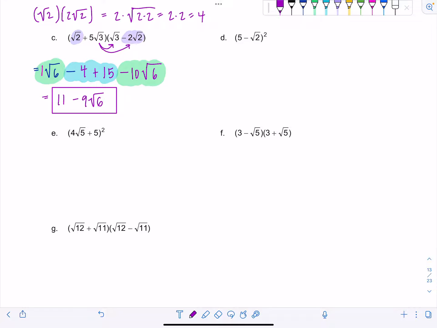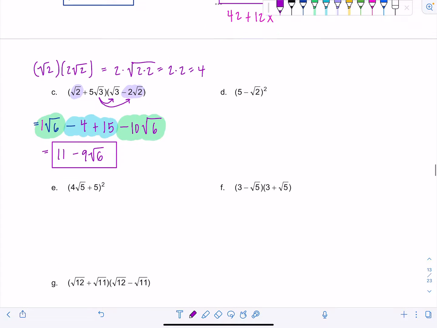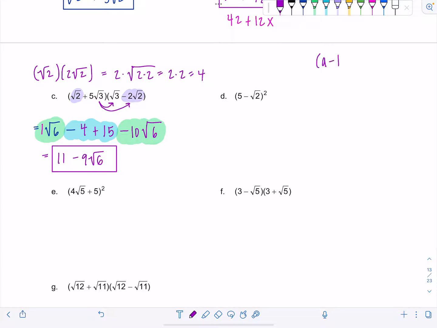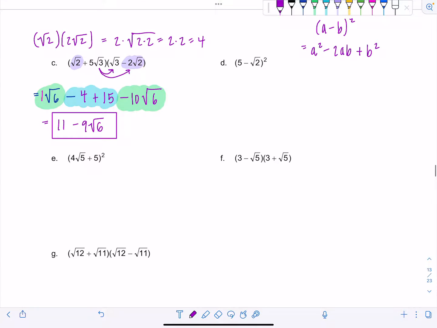Very good. 5 minus rad 2 squared. Do you remember how to square a binomial? So when you have a minus b squared, you end up with a squared minus 2ab plus b squared. So let's try that here. A squared would be 5 squared minus 2ab. Let me write it. This is a, this is b. So 2ab would be 2 times 5 times rad 2 plus b squared, rad 2 squared.